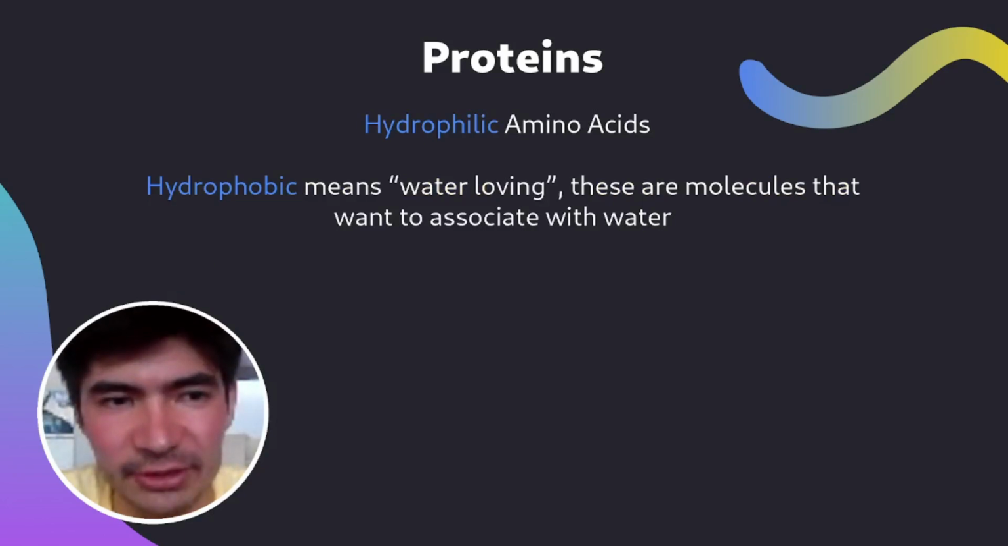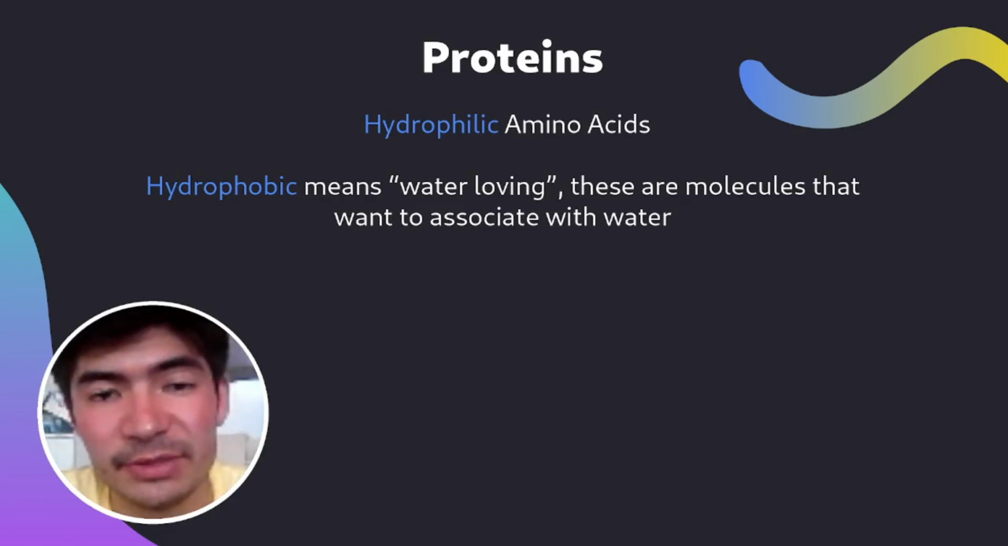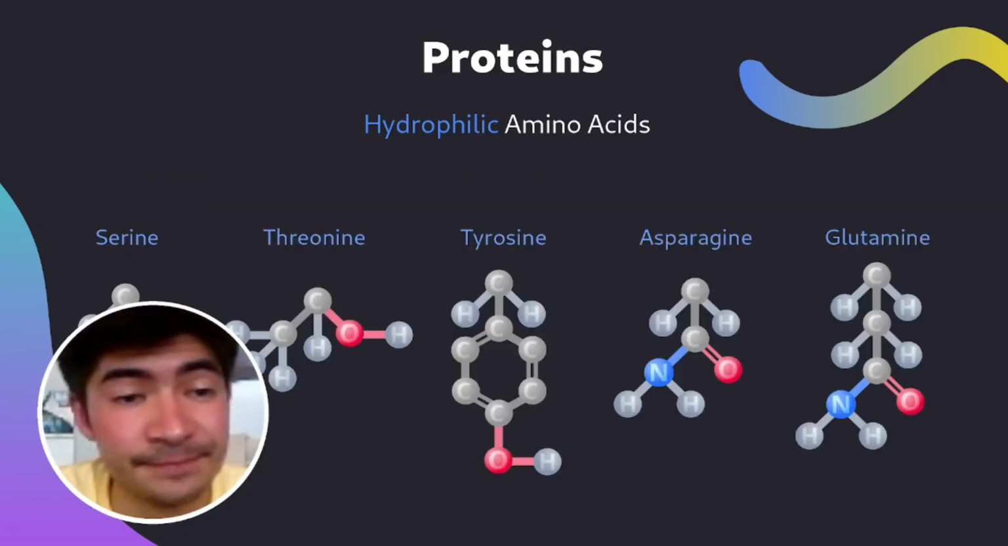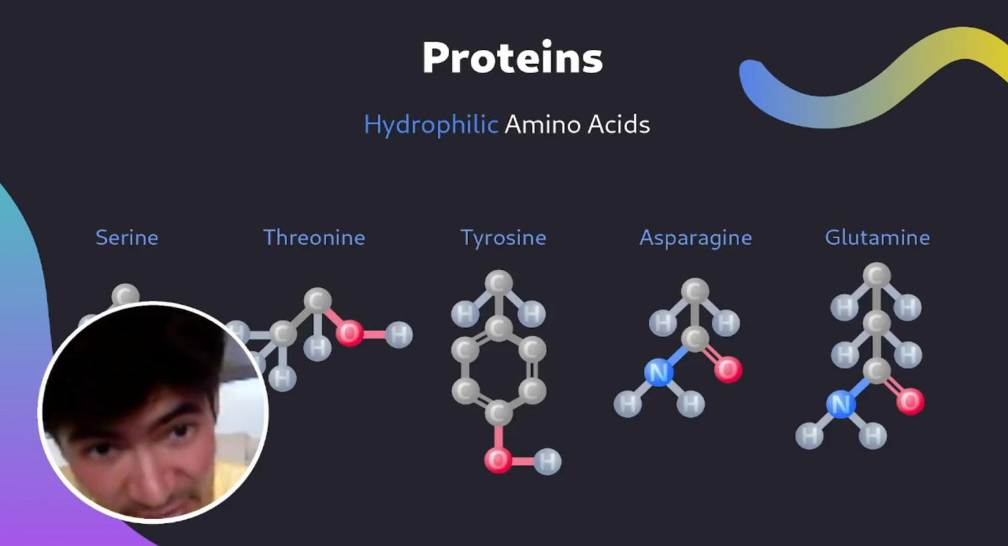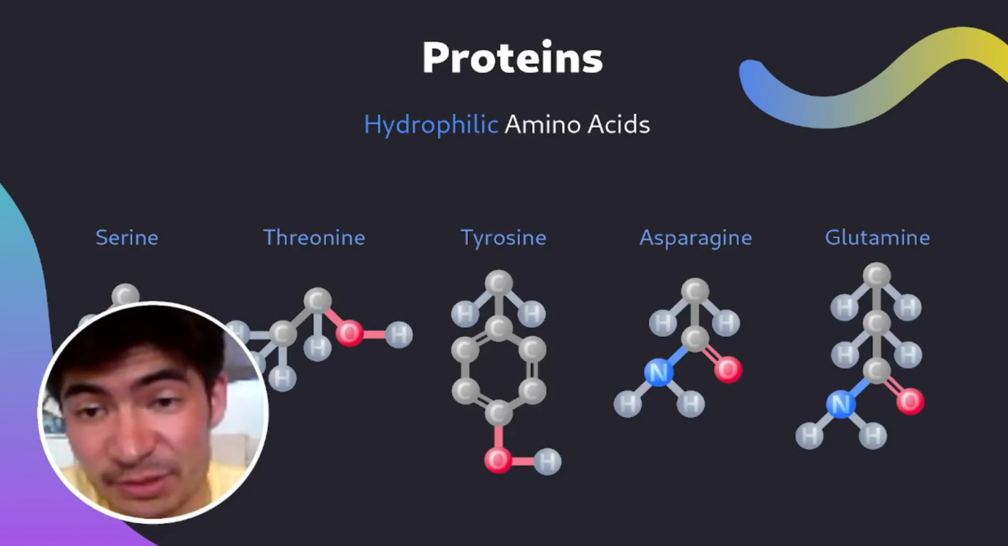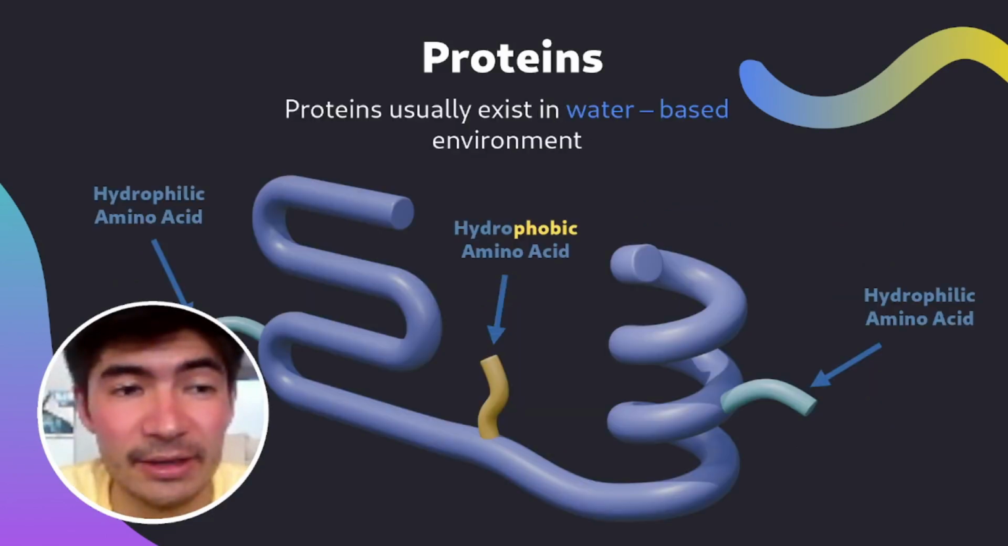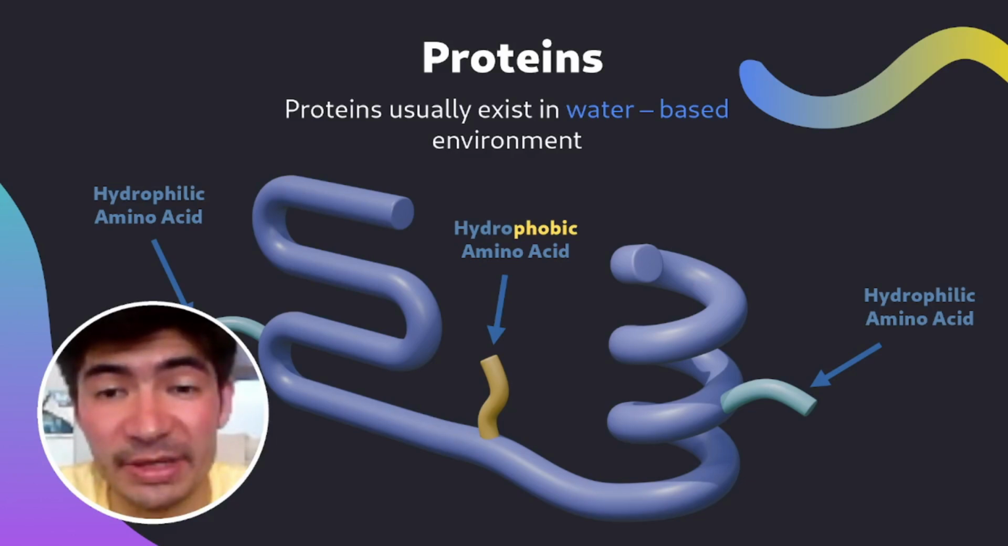Then we have the hydrophilic amino acids. There's a mistake there. That's supposed to be hydrophilic, not hydrophobic. Hydrophilic means water-loving. These are molecules that want to associate with water. So the hydrophilic amino acids are serine, threonine, tyrosine, asparagine, and glutamine. Okay, so proteins usually exist in a water-based environment, which means they're usually surrounded by water.